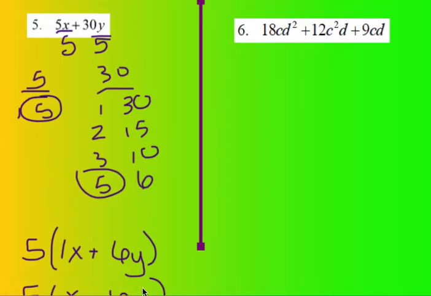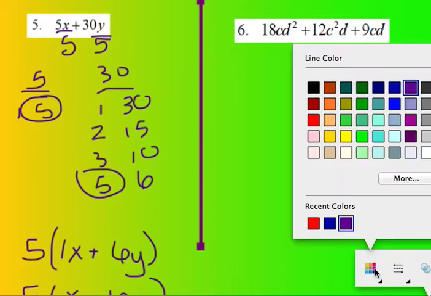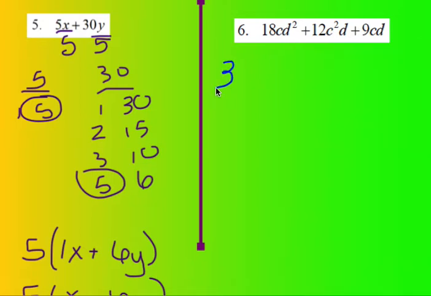So taking a look at number 6, when I look at 18, 12, and 9, I instantly think of 3. 3 is what is going to divide all of those. So I'm going to write 3. I can for sure take out a 3. So then I see that there's a c in every single term. So the smallest number of c's I have is c to the first. So all I can take out is c to the first.